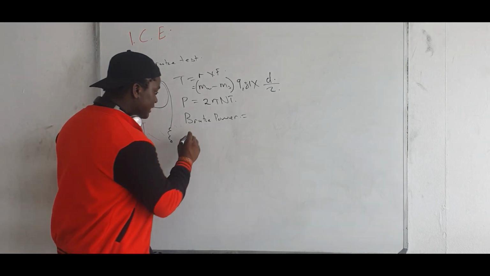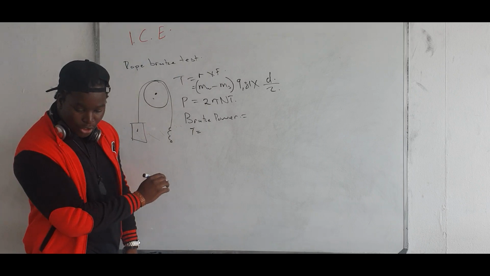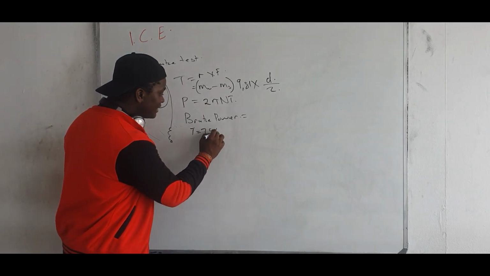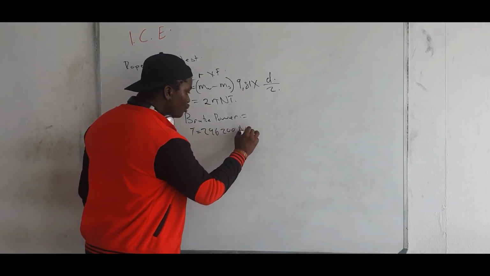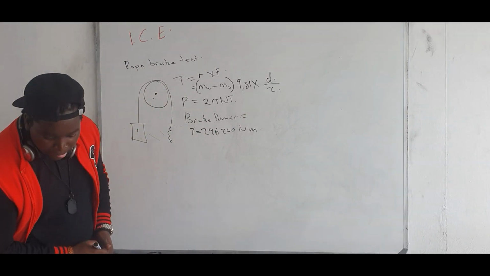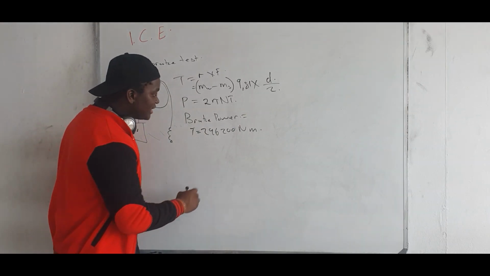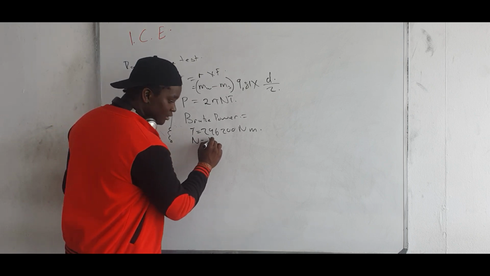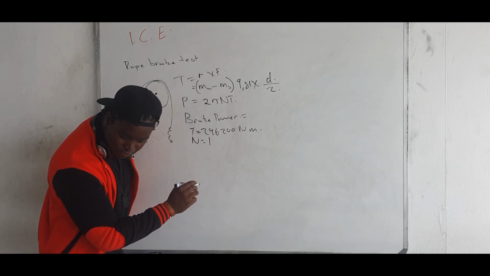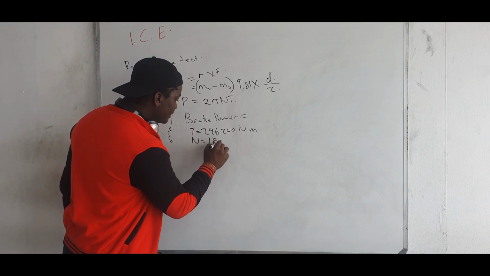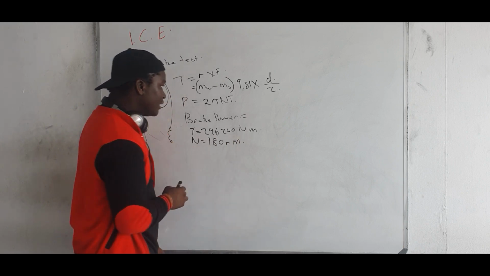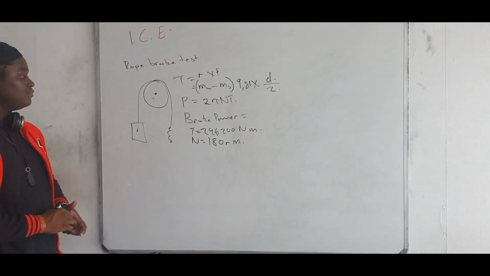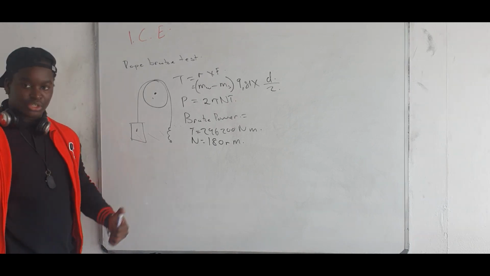With the brake torque, now this is where it matters. So they gave us a torque of 296,200 Newton meters. And then they say that it rotates at 1,800 revolutions per minute. That is correct. Your N is 1,800 revolutions per minute. These are formulas, right? Now let's talk about something else that I did not include here.